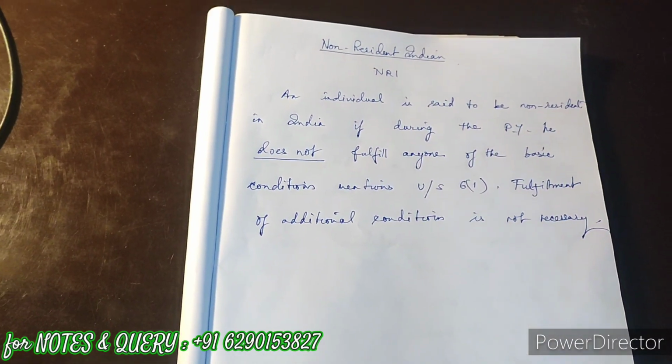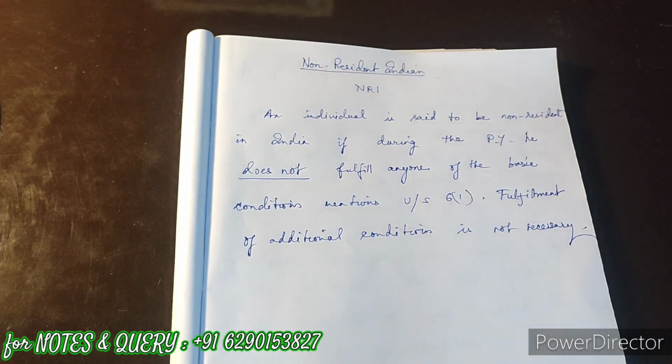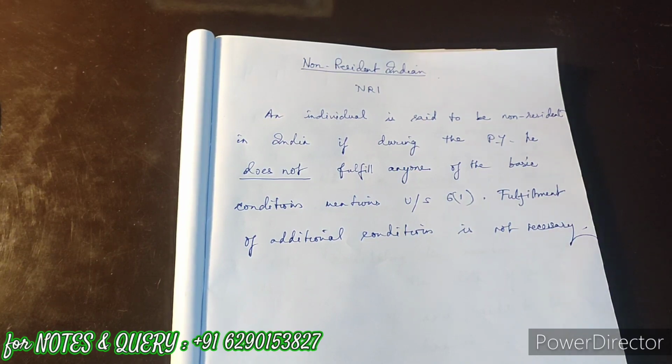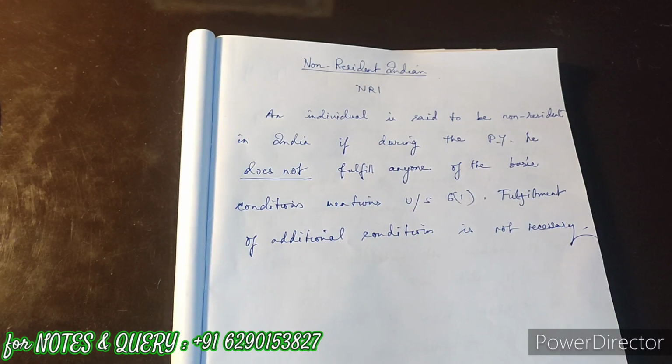Okay? Now we come to the third category, that is the non-resident Indian, that is NRI. An individual is said to be non-resident in India if during the previous year he does not fulfill any one of the basic conditions mentioned under section 6.1. Now fulfillment of additional conditions is not necessary at all. Okay? So now we have come to the third point, the NRI. An individual is said to be an NRI if during the PY, that is the previous year, he does not fulfill any one of the basic conditions under section 6.1, and the conditions of section 6.2 is absolutely irrelevant in this case.